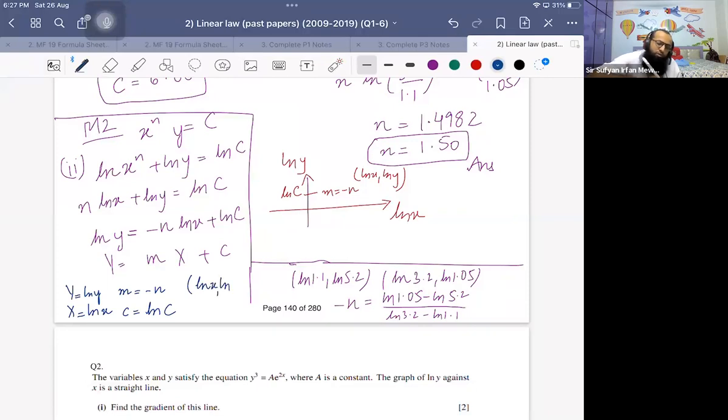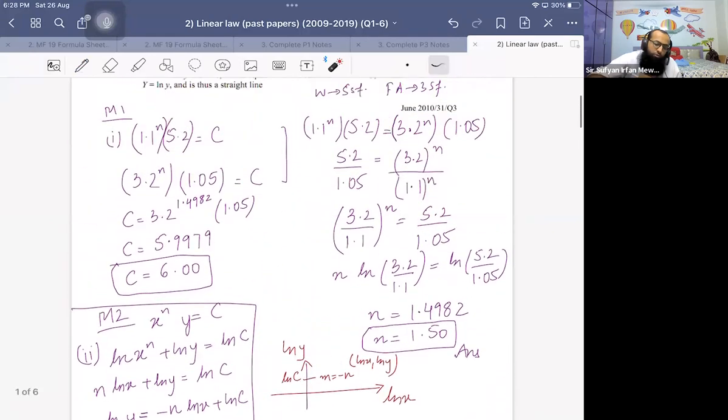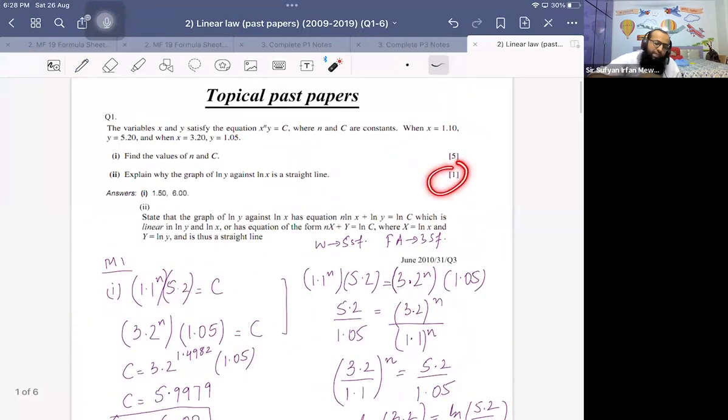If you are going to draw the graph of ln y against ln x, then we'll say the coordinates of that graph will be ln x comma ln y. So now it was just a one mark question. Explain why the graph of ln y against ln x is a straight line.